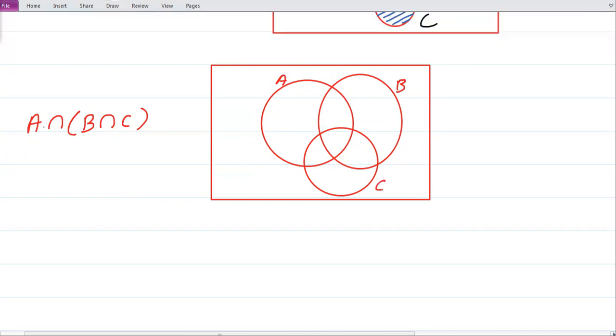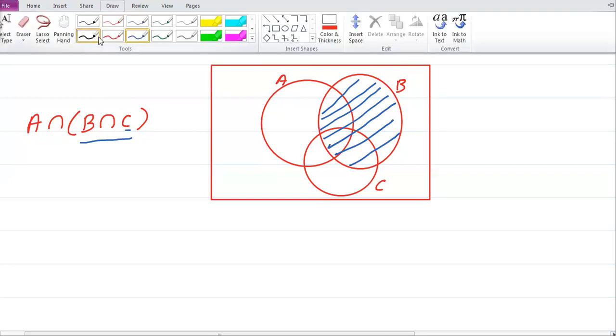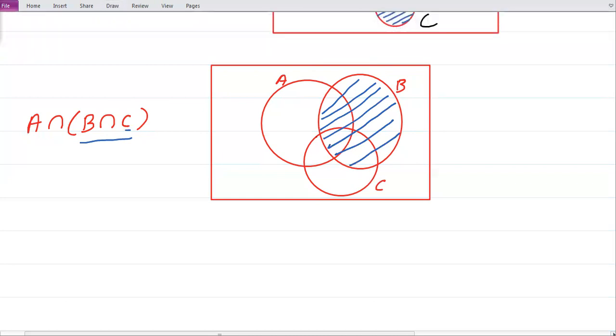All right. Now, first go for inside the bracket portion. When we have to go for shading inside the bracket portion, first B. What is B? This is inside the B. Then is C, inside the C. Okay, let's go for inside the C. We have to go for inside the C.